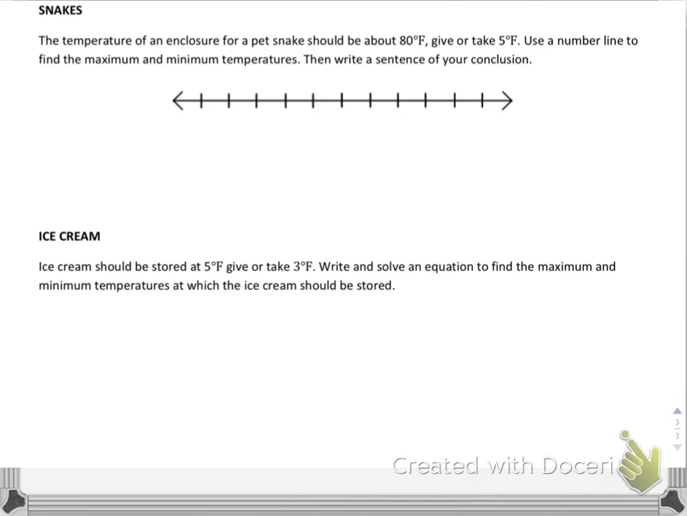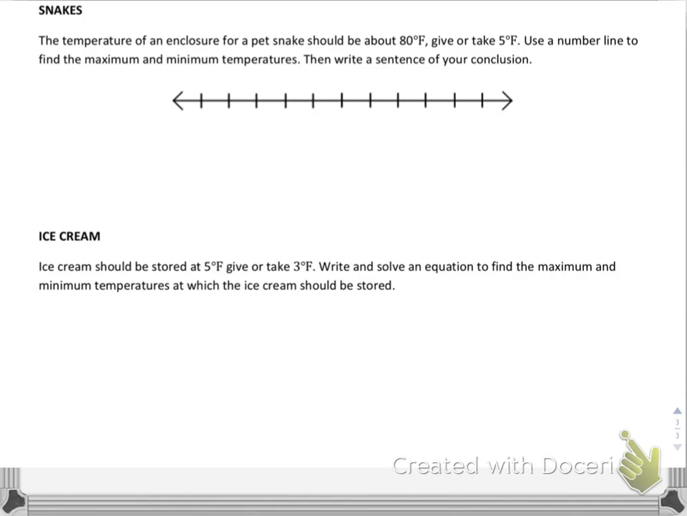Snakes. Raise your hand if you hate snakes. The temperature of an enclosure for a pet snake should be about 80 degrees Fahrenheit, give or take 5 degrees. Use a number line to find the maximum and minimum temperatures, then write a sentence of your conclusion.